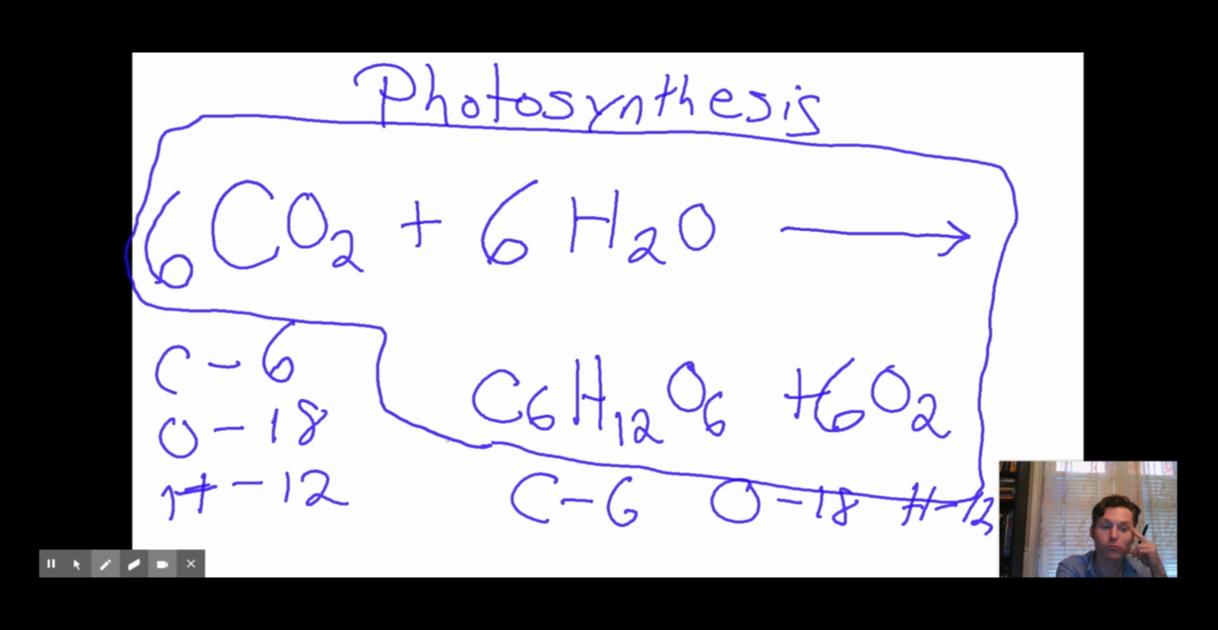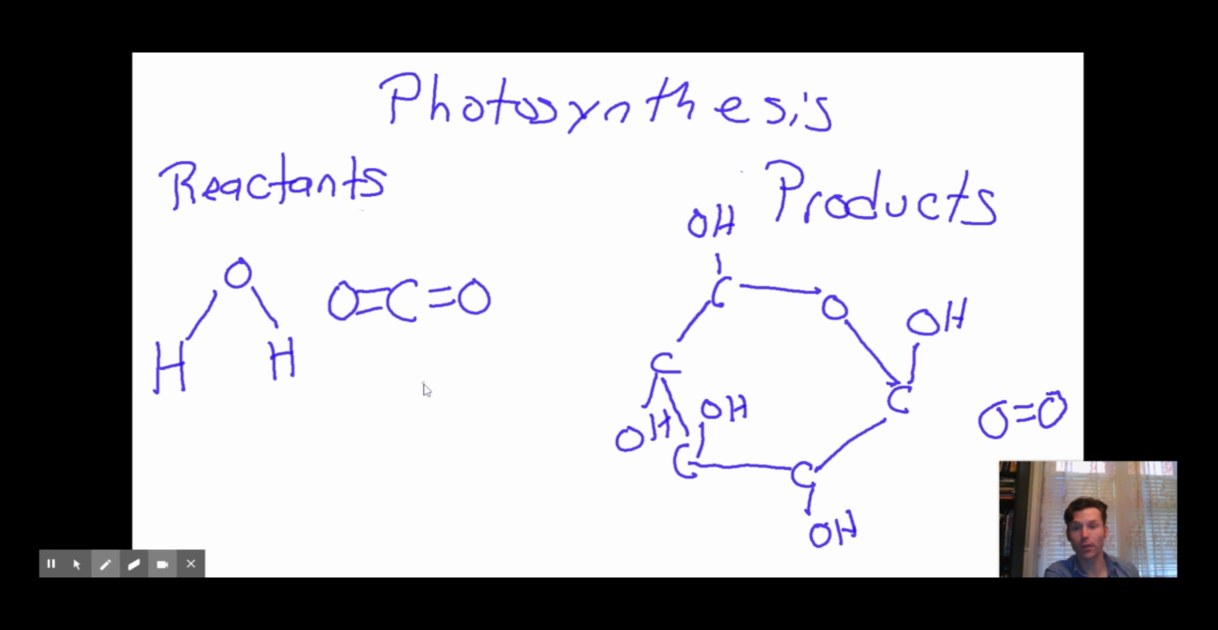Okay, cool. Moving on. So, quick look at the shapes of those reactants and those products that were involved in photosynthesis, because shape is important. Shape controls function, right? So we need to know their shapes. Over here, I have the reactants. This is water, H2O, and this is carbon dioxide.